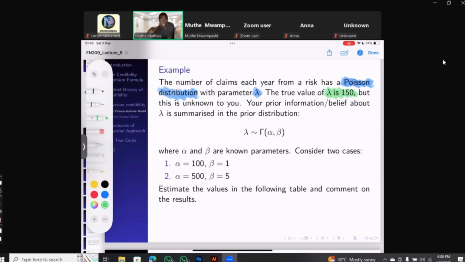Your prior information or belief about lambda: you have some belief here that my lambda probably follows a gamma distribution, right? This is your prior belief where alpha and beta are known parameters. We cannot avoid this, because if it's a prior, then we should know it. It can't be a prior and you don't know it, right? So we have to make that assumption. So we are saying consider two cases. The first case, assume alpha is 100 and beta is 1, and the second scenario, assume alpha is 500 and beta is 5. So we are saying estimate the value in the following table and comment on the results.